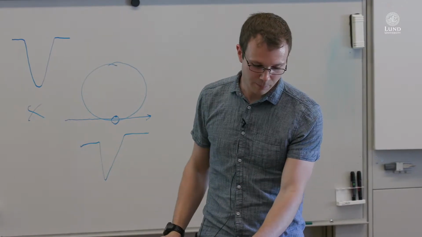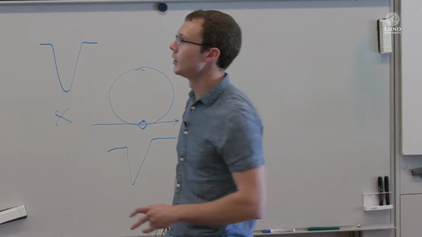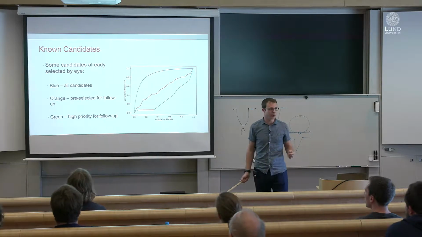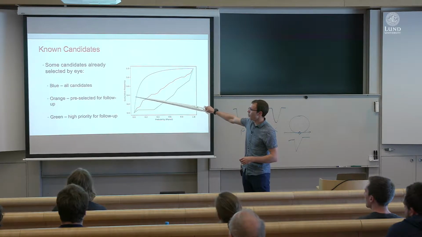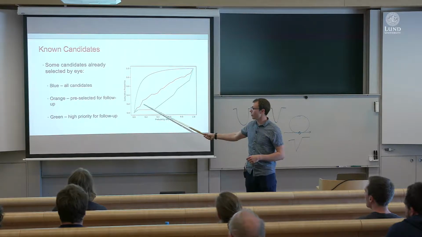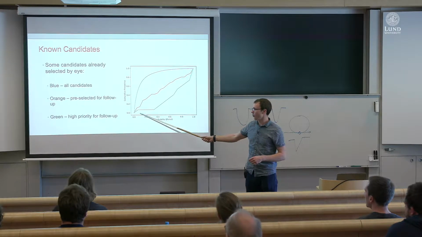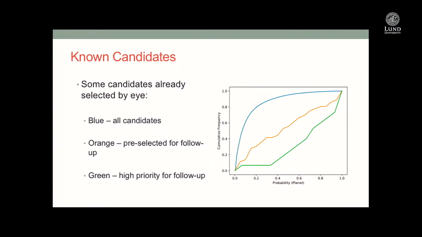Another option is validation. We can compare it to some candidates we already have, known ones that were picked out by eye or followed up by other methods. And if I plot the cumulative frequency plot for all of the candidates, it's this blue line. If I plot it for the ones that we pre-selected already, it drops down out here. And the ones that are really high priority and we're following up quite actively and sometimes they're real planets is the green one. And you can see immediately that we're improving every time.